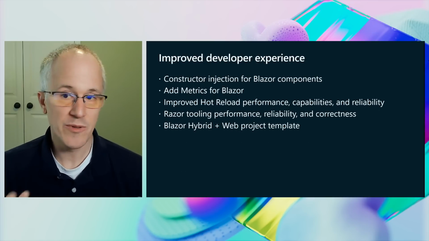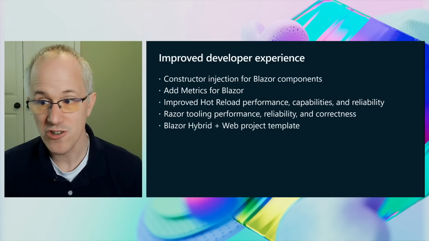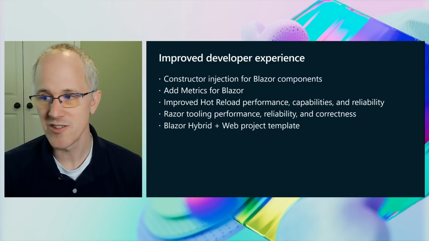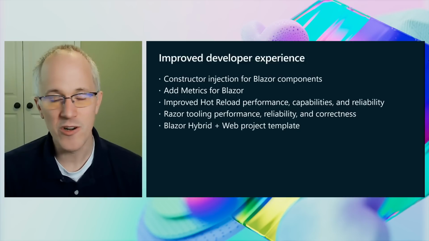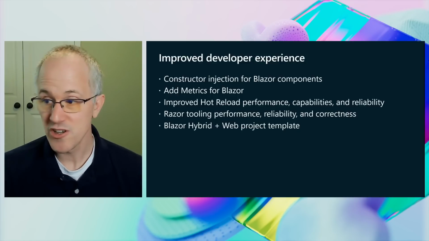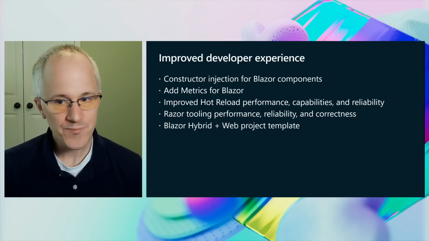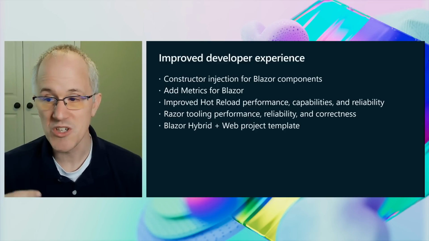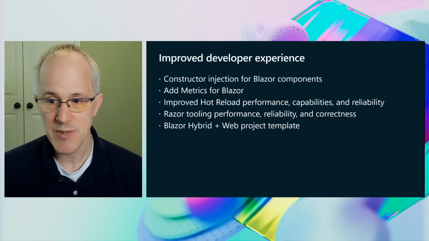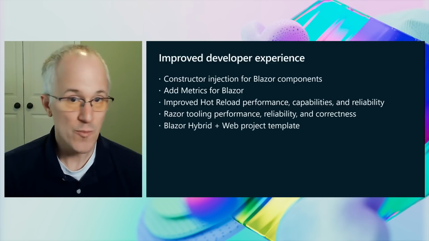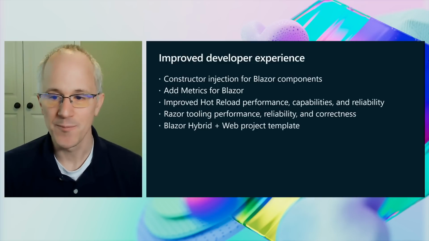Finally, to improve the general Blazor developer experience, we've already added support for constructor injection to Blazor components, in addition to the existing @inject property injection support. This allows you to optionally inject services and helps Blazor work better with null state checking. We're planning to continue the work we started in .NET 8 to add OpenTelemetry-based metrics to ASP.NET Core by adding useful metrics to Blazor, like the number of active circuits and so on.